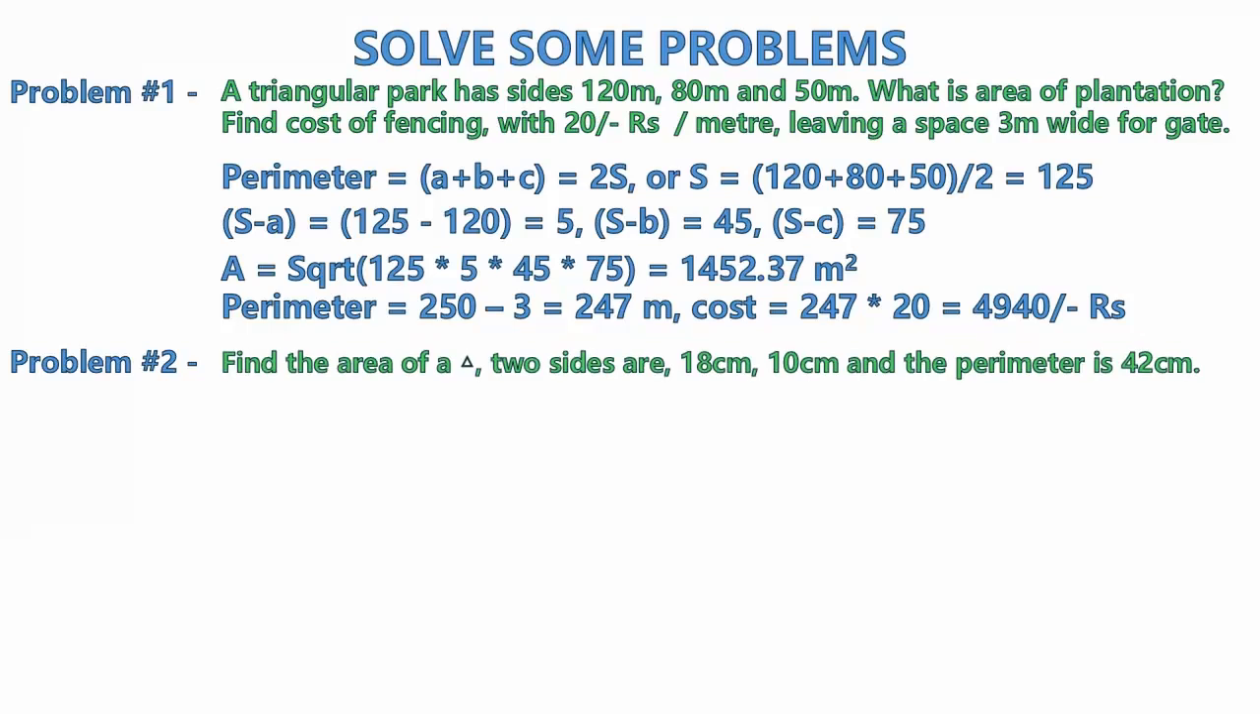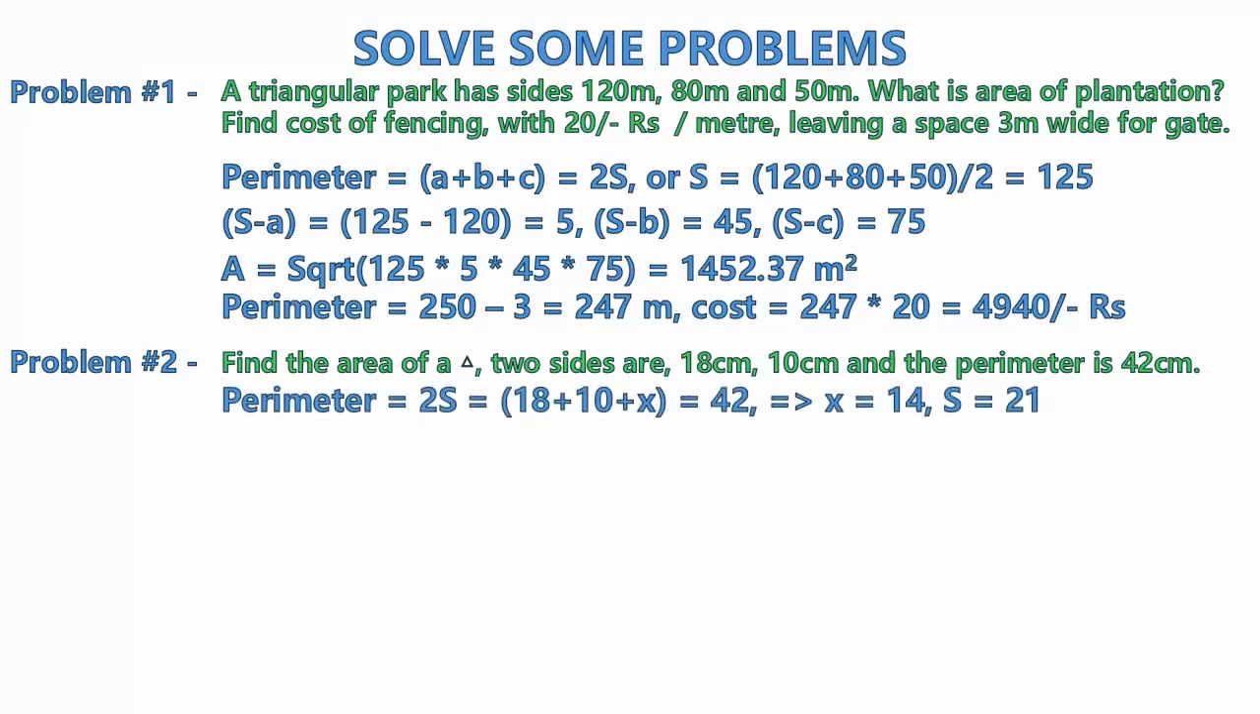Okay, let's look at problem number 2. Here we want to find the area of a triangle. Two sides are 18 centimeter and 10 centimeter, and the perimeter is 42 centimeter. Okay, so perimeter, which is equal to 2s, is equal to 18 plus 10 plus x. We know the first side is 18, the second side is 10. We don't know what the third side is, so we denote that by x, which is a variable. It is equal to 42, because 18 plus 10 plus x is the perimeter, which is given in the problem. Therefore, 18 plus 10 is 28, x plus 28 is 42, which means x is equal to 42 minus 28, which is 14.